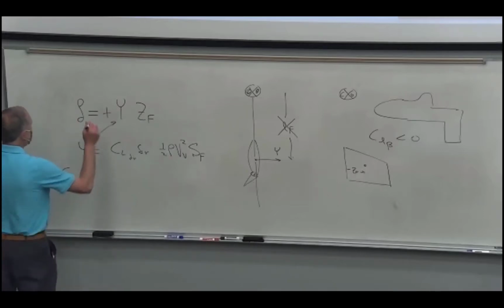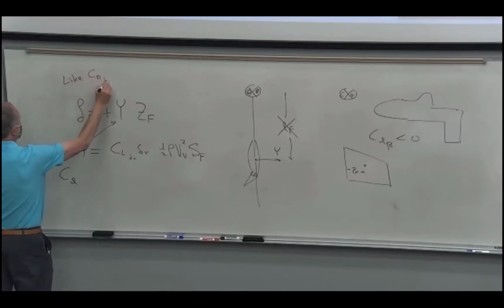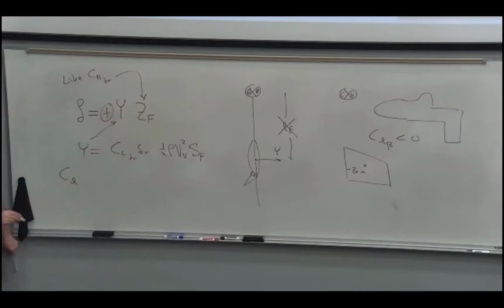And again, the derivation of this, I'm not going to go through in detail because we did it already. The derivation of this is exactly like for Cn delta R. The only difference is this moment arm and the sign. So go back to your notes from last time when we did that.